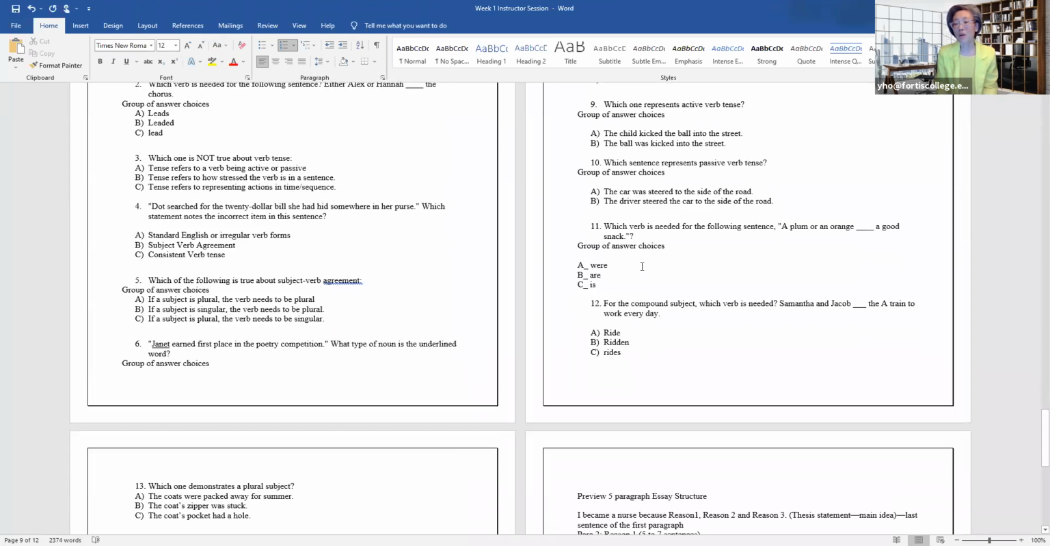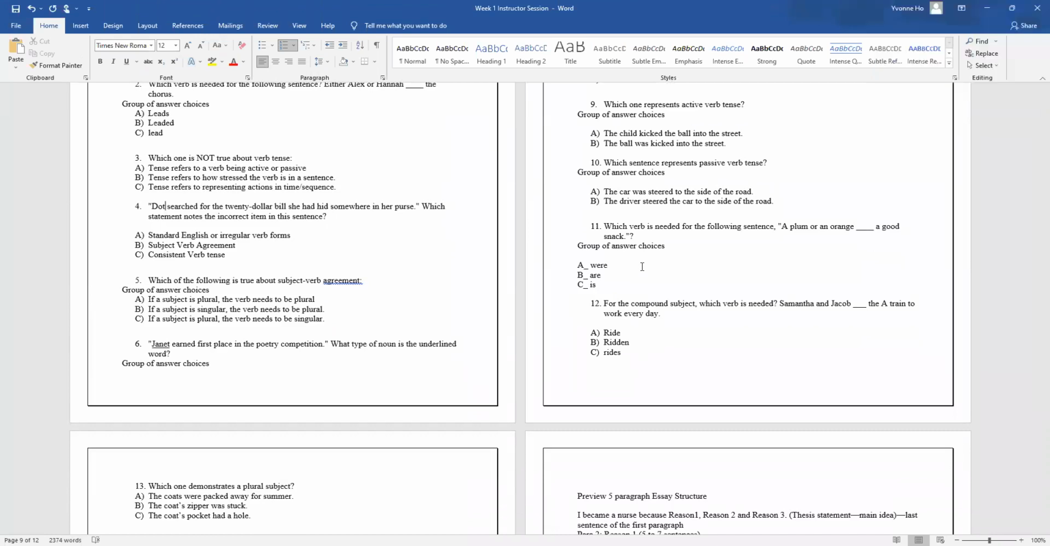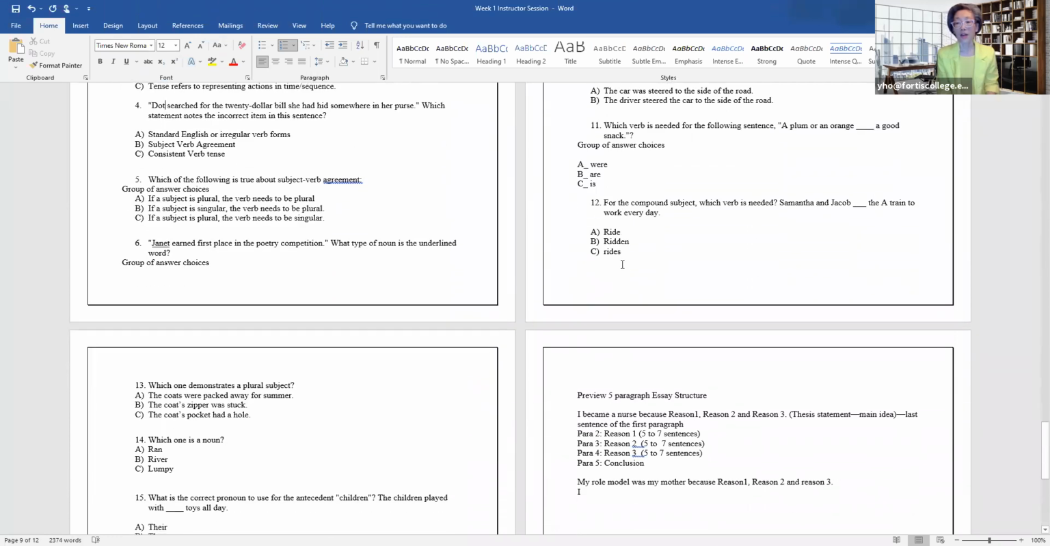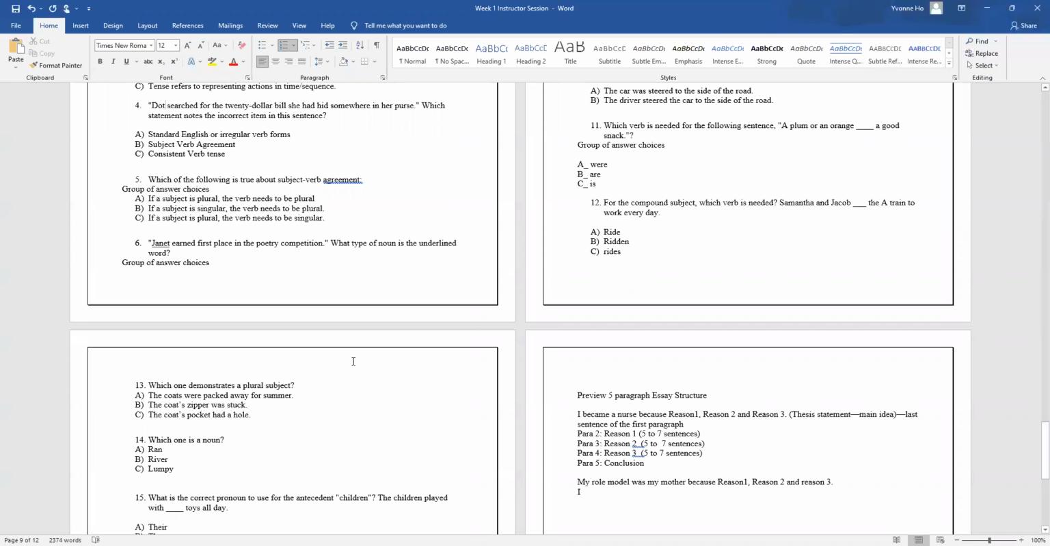Which verb is needed for the following sentence? A plum or an orange, were, is, are, is. It's A, B, or C? C. C is a good snack. For the compound subject, which verb is needed? Samantha and Jacob ride, ridden, rides. Kayla, ride. They ride, correct.